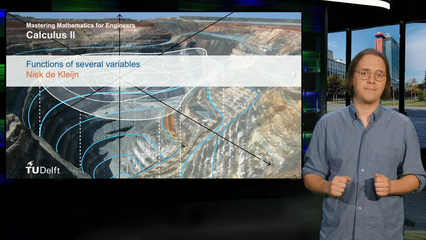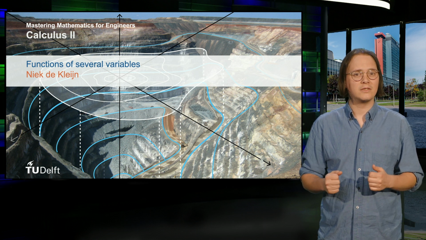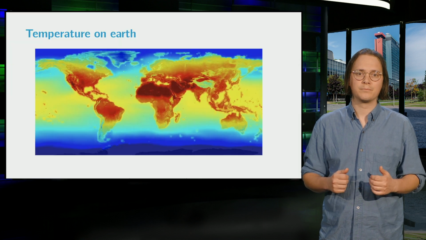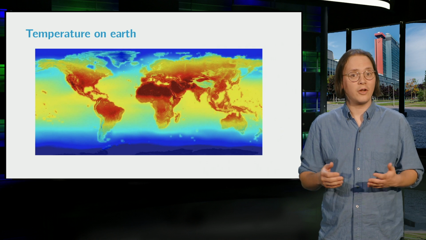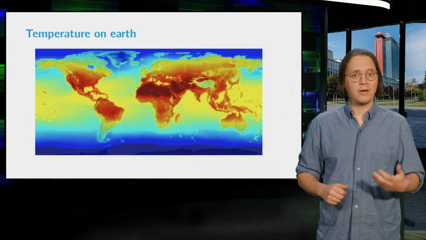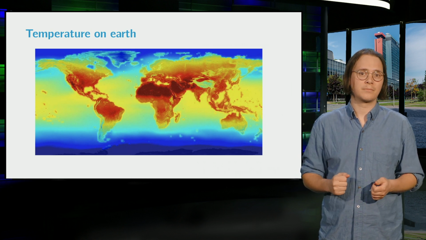number in the domain. When modeling complex situations, we will see that quantities often depend on more than one input variable. For instance, the temperature on Earth varies not only with latitude, but also with longitude. And so temperature is a function of two variables in that sense.